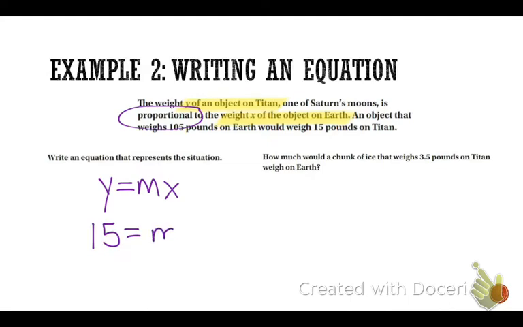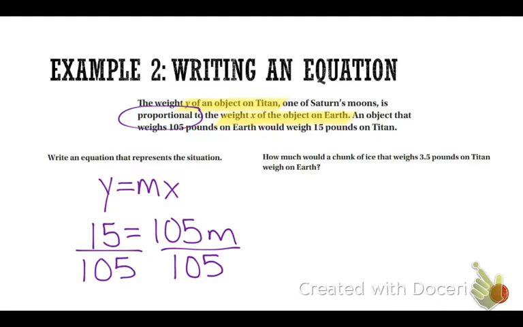So I'm going to say m times, what is the weight on Earth? 105. Is there a better way that I could write a number times a variable? Normally, I write it in reverse. So you can just go ahead and do that. You know that's the same thing as saying 105m. How would you solve for m? Divide by, be careful, whatever's connected to your variable. So divide both sides by 105.